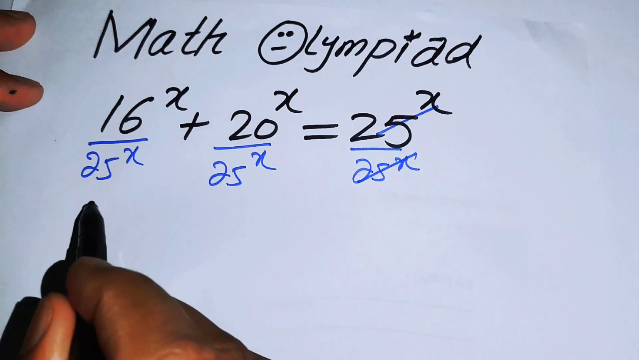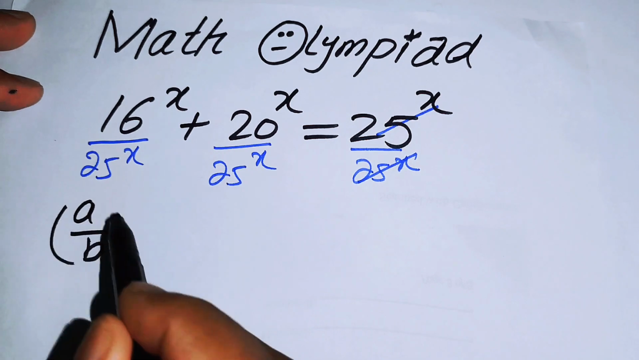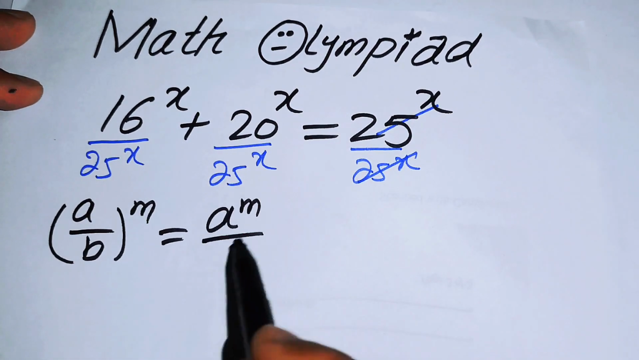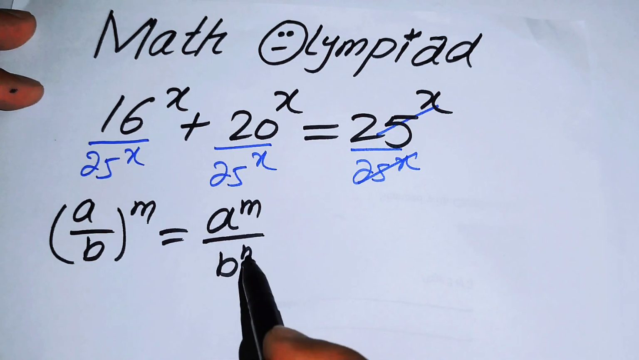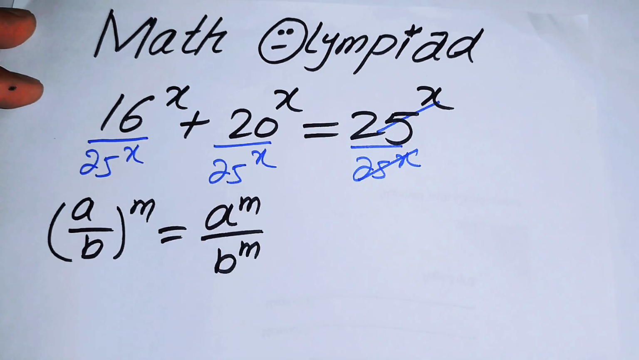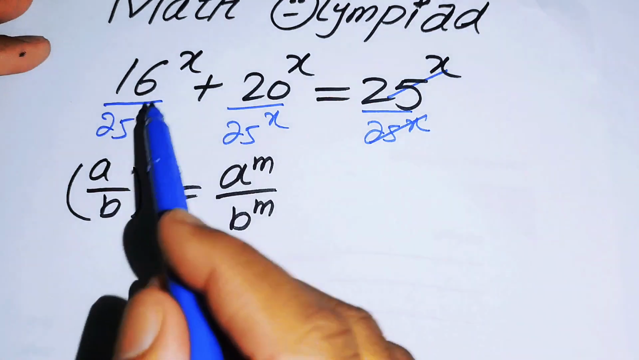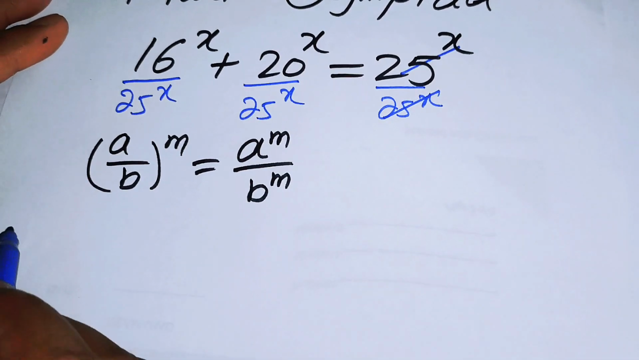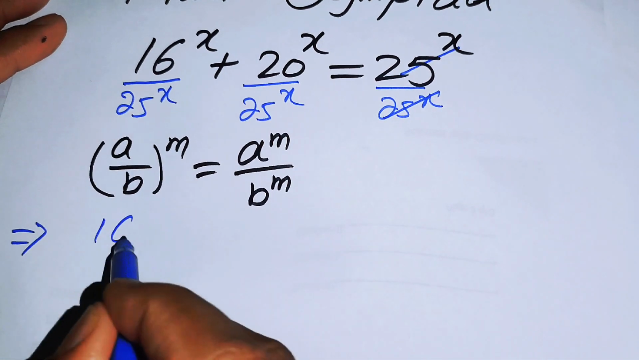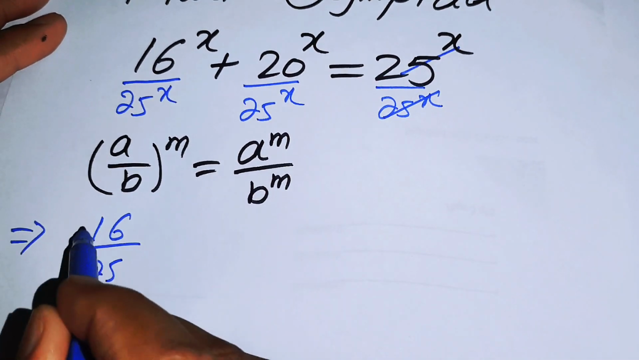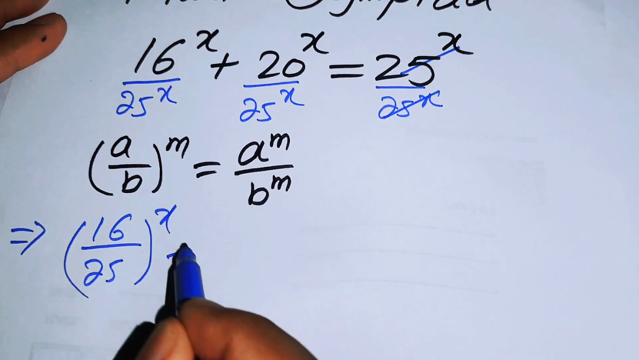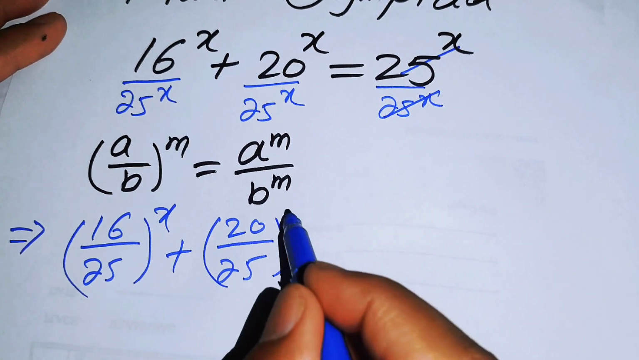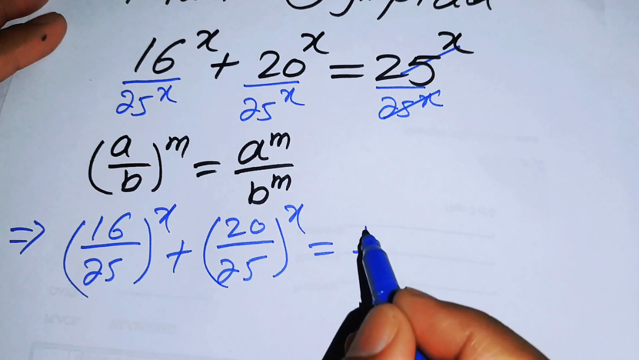And you know that if we have a over b to the power of m, it is equal to a to the power of m over b to the power of m. So now I can apply this exponent law, and we will just combine the exponent of these two terms, so that it will become 16 over 25 to the power of x plus 20 over 25 to the power of x is equal to 1.